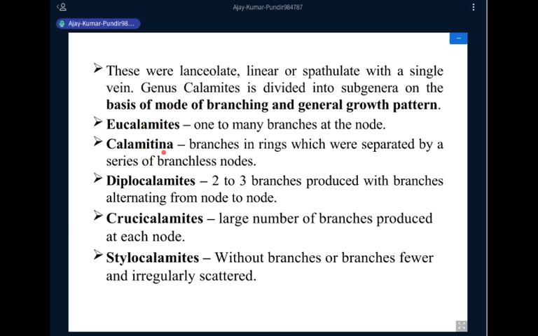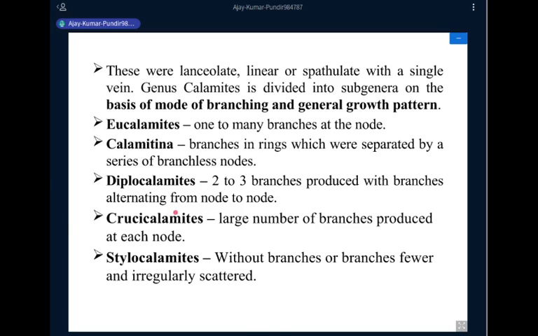Second is Calamitina. Branches in this subgenus were in rings which were separated by a series of branchless nodes. This is the diagnostic feature of Calamitina. And the third one is Diplocalamites, in which two to three branches are produced, with branches alternating from node to node. This is the diagnostic feature of this subgenus of genus Calamites.